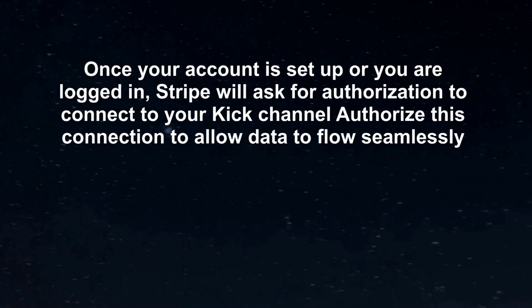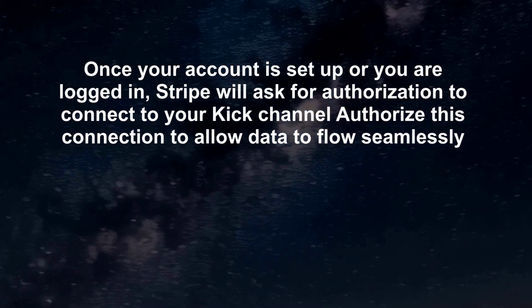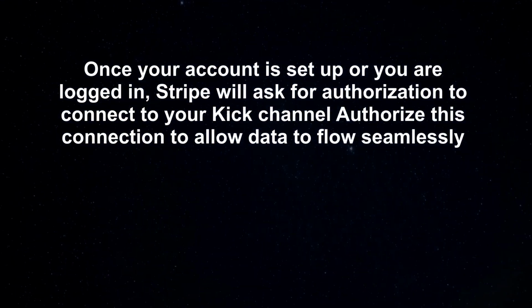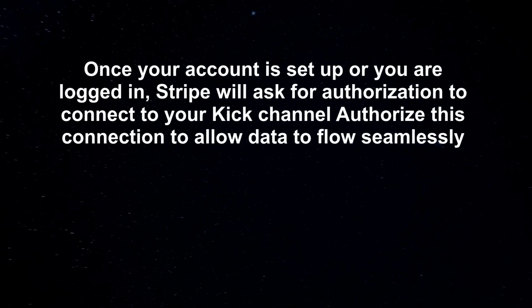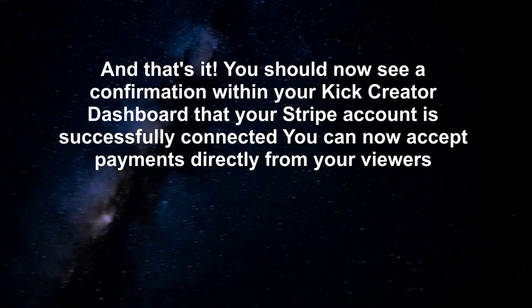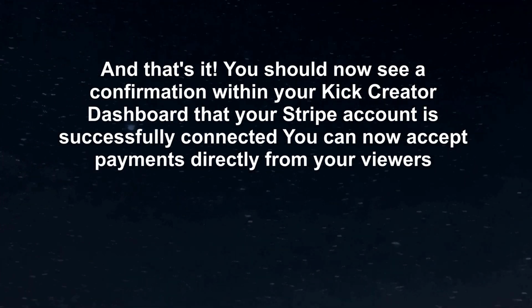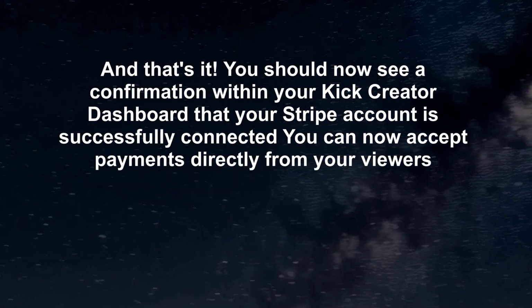Once your account is set up or you are logged in, Stripe will ask for authorization to connect to your Kick channel. Authorize this connection to allow data to flow seamlessly. And that's it. You should now see a confirmation within your Kick Creator dashboard that your Stripe account is successfully connected. You can now accept payments directly from your viewers.